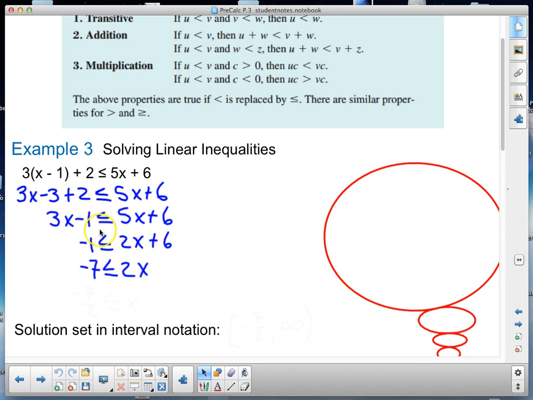Notice I have not even changed the sign because I haven't multiplied or divided by a negative value. And at the end, I'm going to divide by 2, and the sign stays the same direction because it's a positive value I'm dividing by. So negative 7 halves is less than or equal to x.